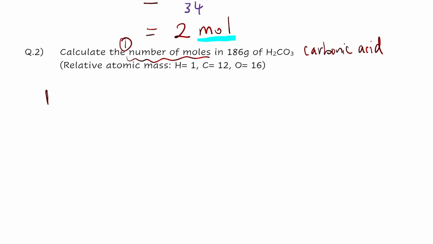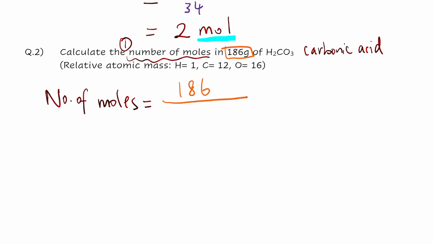So let's load that equation. The number of moles would be equal to the mass, which is given here, 186, divided by the molar mass. The molar mass, you're going to just add up all of the relative atomic mass. Here, you have two hydrogen atoms, so 1 times 2. And then here you have carbon. You have 1 carbon only. So remember, you're adding them up. So just 12.